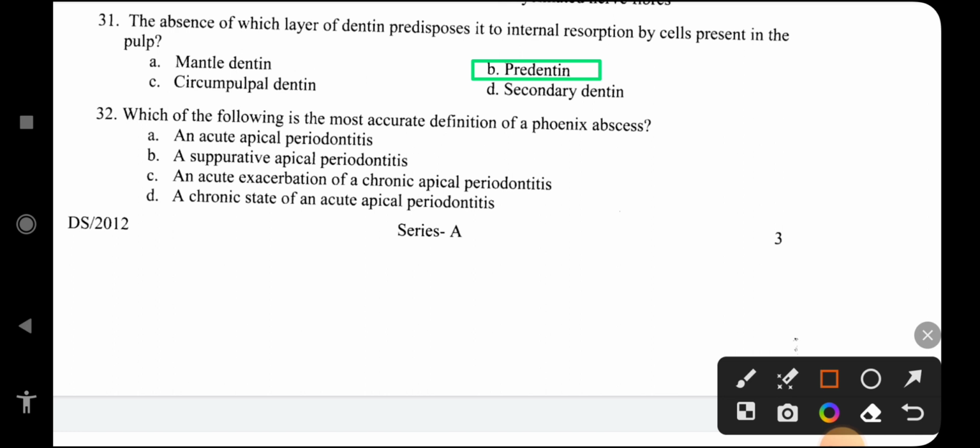Which of the following is the most accurate definition of phoenix abscess? Options are an acute apical periodontitis, a suppurative apical periodontitis, an acute exacerbation of a chronic apical periodontitis, or a chronic state of an acute apical periodontitis. And the correct answer is an acute exacerbation of chronic apical periodontitis is the definition of phoenix abscess.